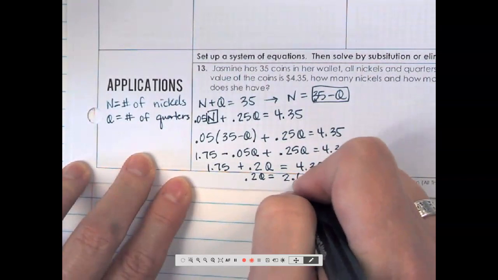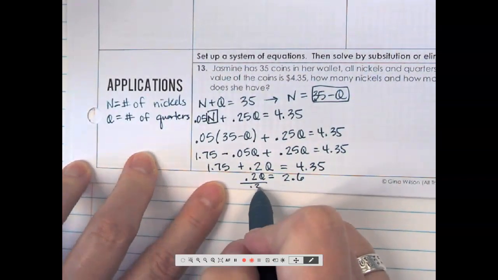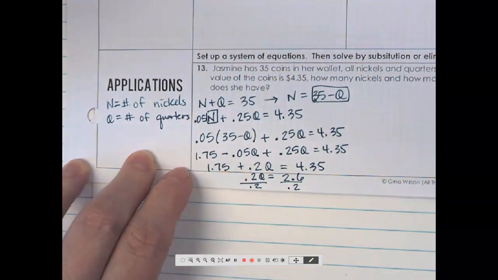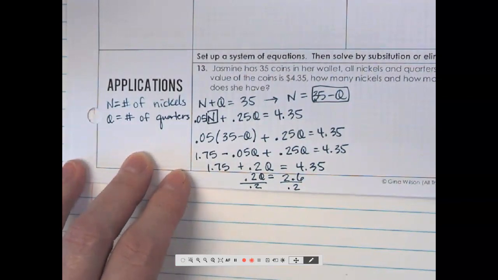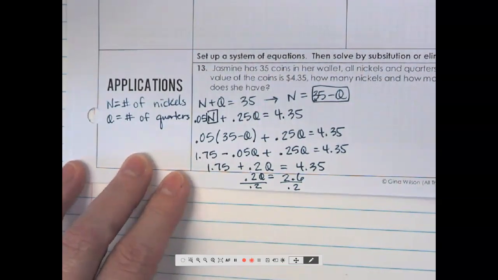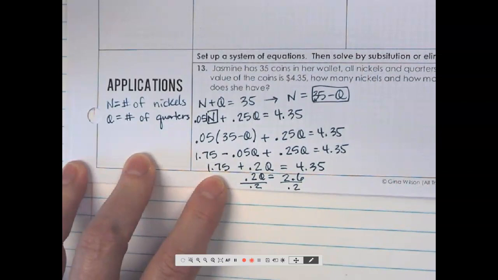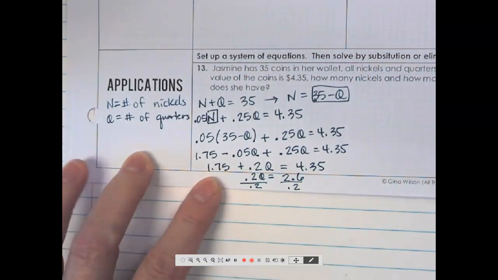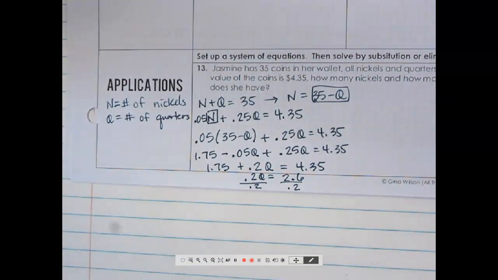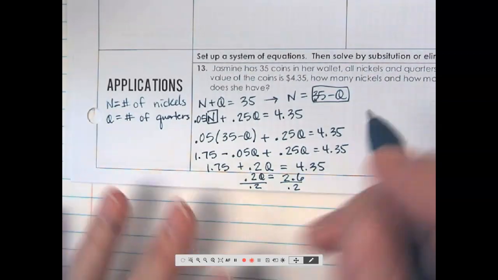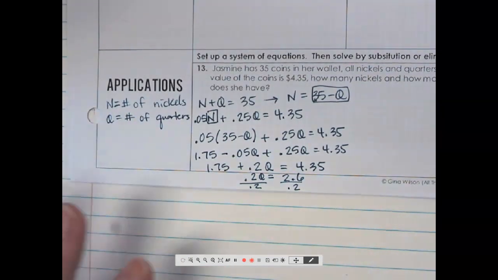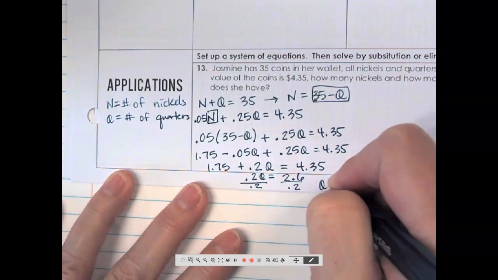2.6. And divide by 0.2. What if I got a decimal here? It'd be wrong. Oh, let's see, 2.6 divided by 0.2. Because we don't want a portion of a nickel and a portion of a quarter. Like, those should be integer values, right? If it's just solving an equation, a decimal or a fraction might be fine, but a number of something shouldn't be a decimal or fraction.